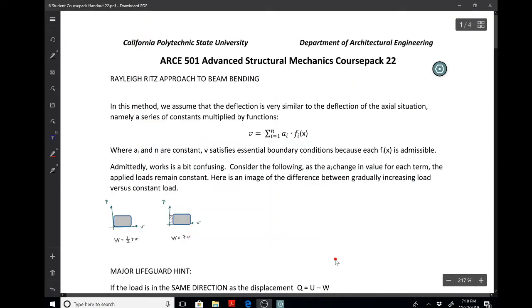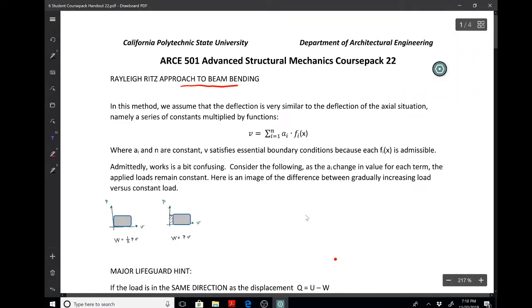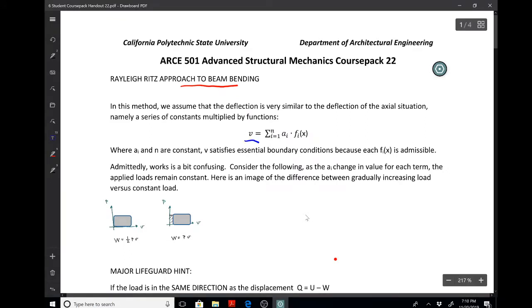Welcome back. This is a video on the Rayleigh-Ritz approach to bending. There will be no axial strain energy in this problem. We covered the axial one alone. The similarity to the axial problem arises from this, which is an assumed displacement function.